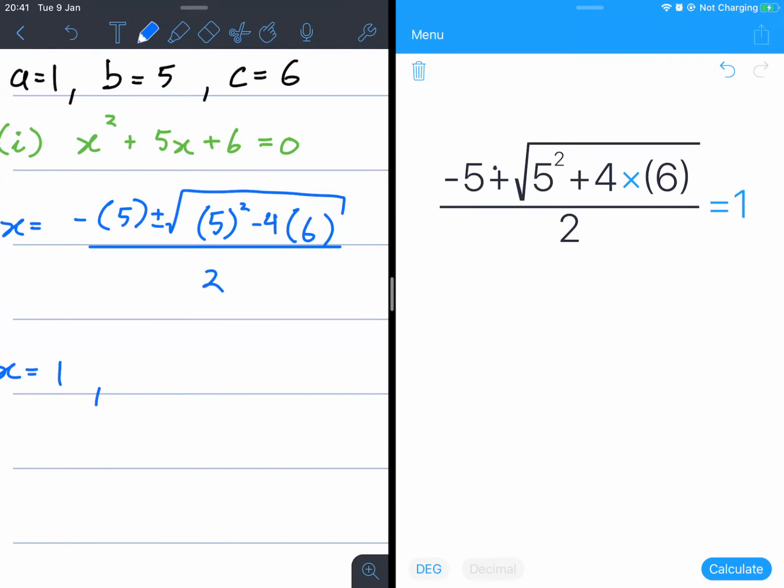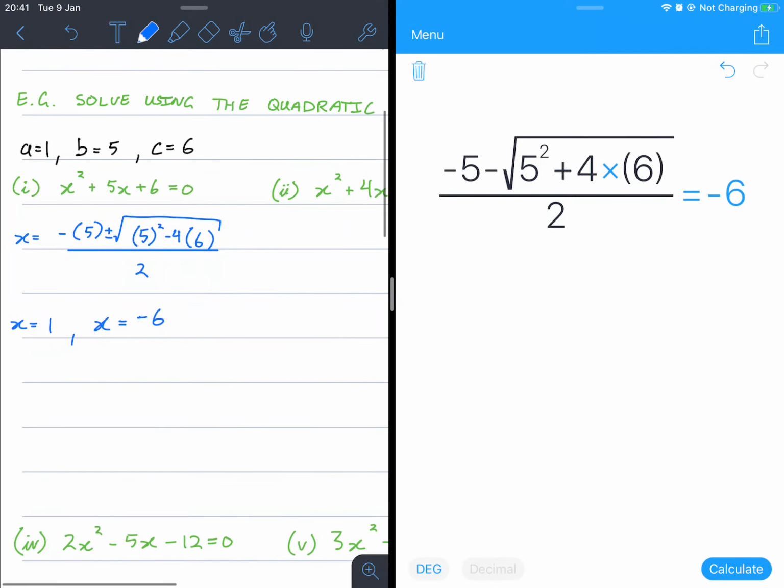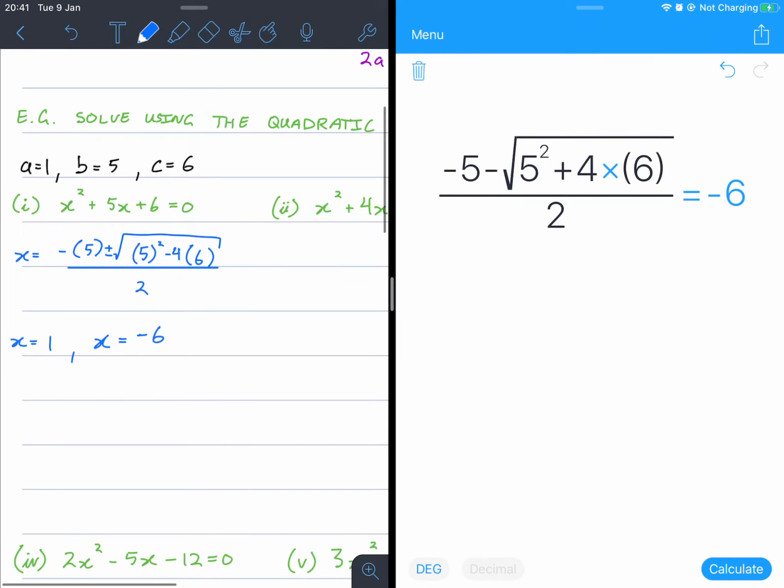Now we're going to do the exact same thing, except we're going to take the minus. That equals negative 3. How easy is that? Okay, let's move right along.